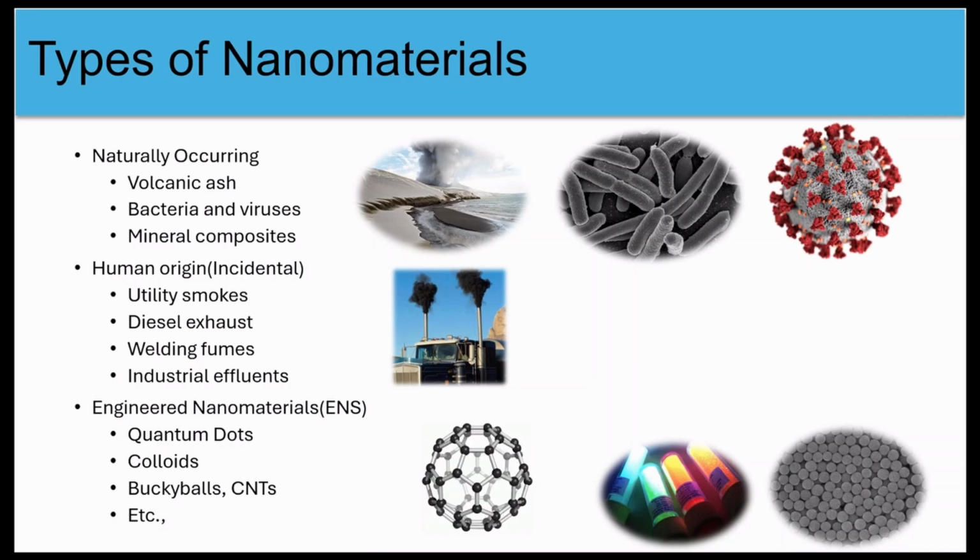Examples include quantum dots, colloids, buckyballs, carbon nanotubes, and among others. This is a representative image of a quantum dot. You can see there is a varying degree of color. It can actually be controlled by something they call band engineering, that we can discuss later. This is a representative image of a colloidal nanoparticle, colloids, and that's it.